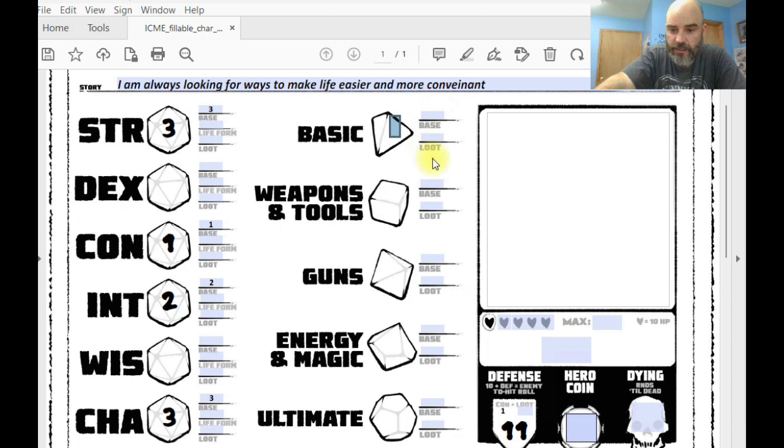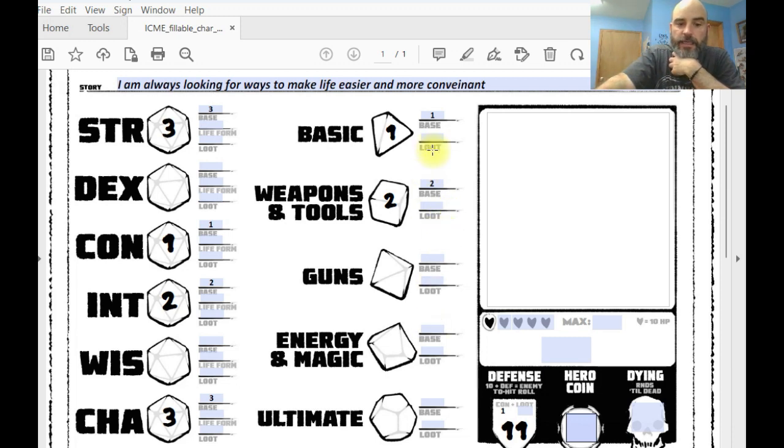So I'm going to say you get 4 points in any of these categories. I'm going to say he does have 1 point in basic. Weapons and tools, he is a weapons master warrior. I'm going to say he's got a set of 3 fishing spears that he hauls around. I'm going to give him 2 points in weapons and tools.